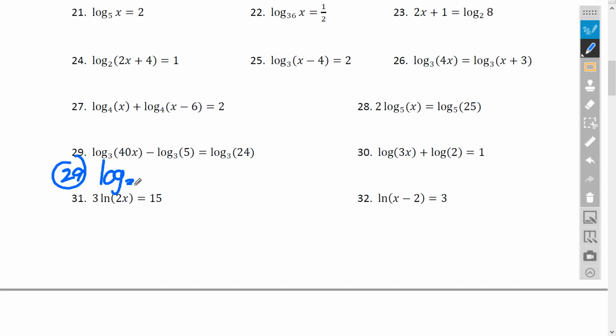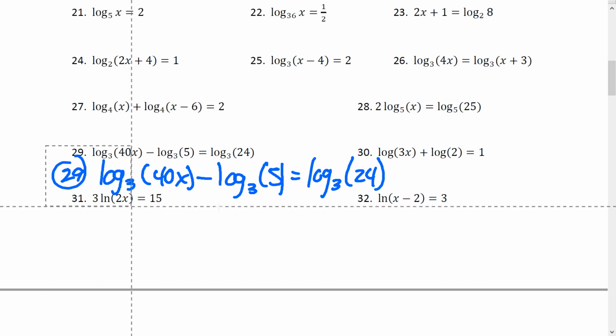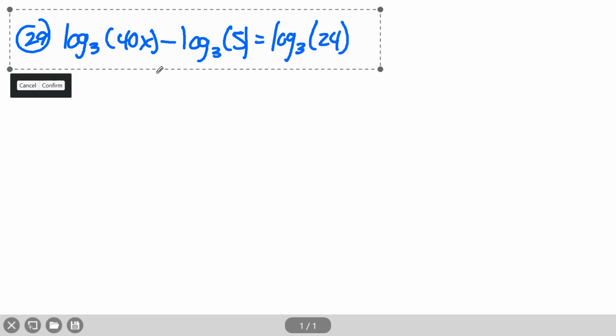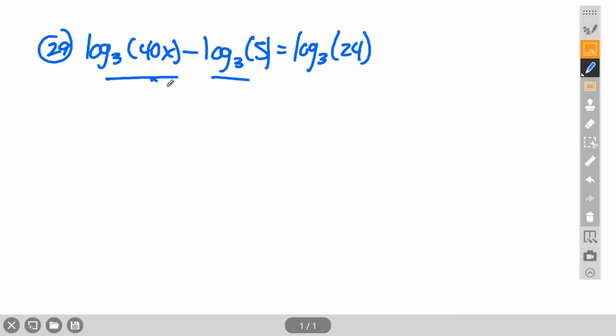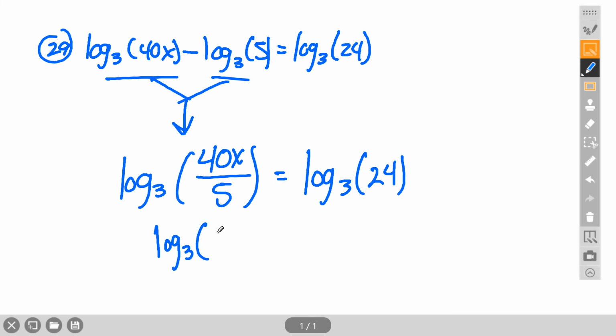29, we have log base 3 of 40x minus log base 3 of 5 equals log base 3 of 24. All right, we have to use the properties of logs to combine the ones on the left side into a single logarithm. So since the 5 is subtracted here, it's not going to be multiplied in the numerator, it's going to be divided in the denominator when we combine it. So we get log base 3 of 40x over 5 equals log base 3 of 24. 40x over 5 is just 8x.